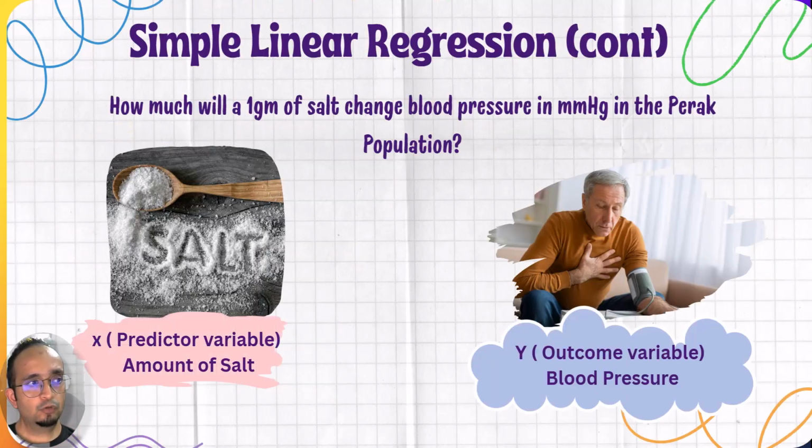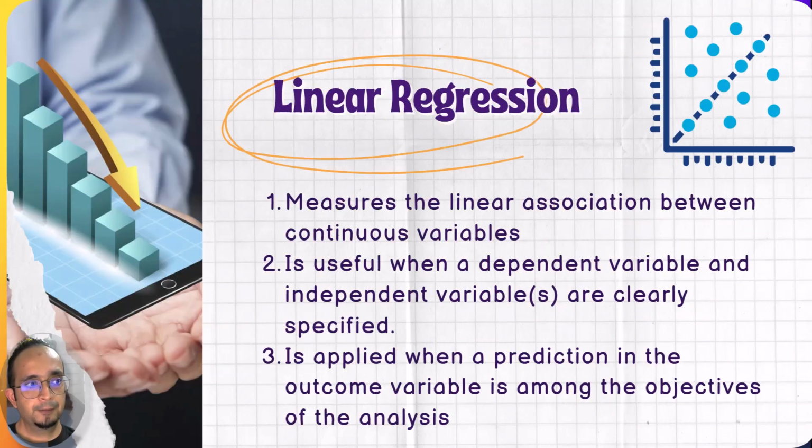This is another example. How much will 1 gram of salt change blood pressure in mmHg in the Perak population? The independent variable is the amount of salt, and the dependent variable is the outcome variable, which is the blood pressure. The dependent variable should be a continuous variable, and the independent variable should also be continuous. Linear regression measures linear association between continuous variables, and it is also useful when the dependent variable and independent variable are clearly specified.